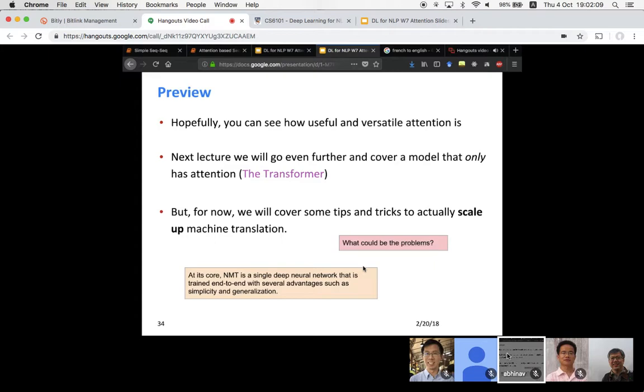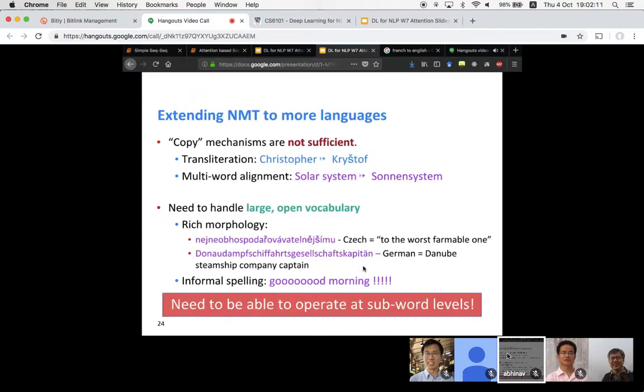It's on the next page. The copy mechanism will not be sufficient because of the transliteration or multi-word alignment we talked about in the last lecture, and also because of the rich morphology and informal spelling. So intuitively, you should operate at the subword level, because there's no way to have this kind of issue at the word level. So it naturally goes to the subword level.